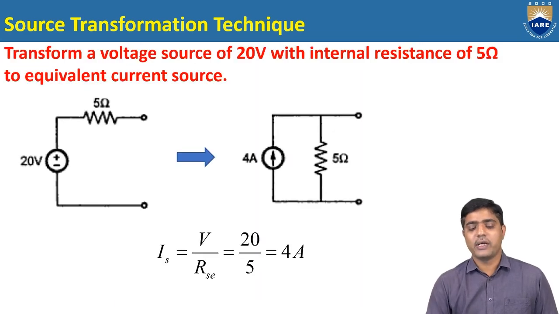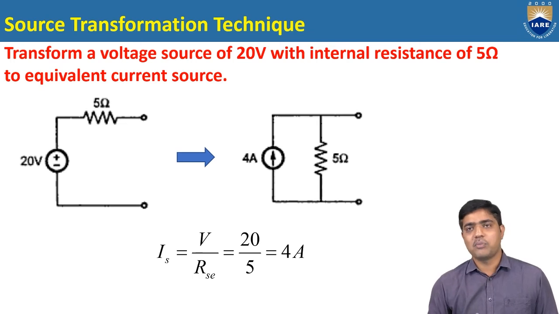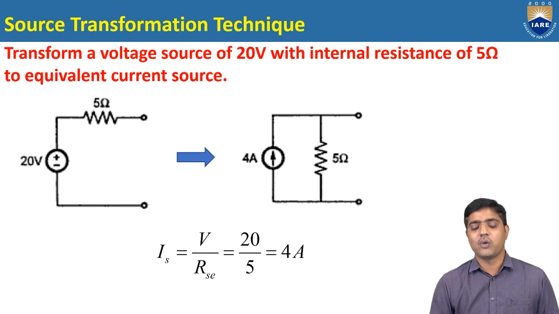You can take a simple example here. In most electric circuits problems, they may or may not give the circuit, but rather they will give a problem like this: transform a voltage source of 20 volts with internal resistance of 5 ohms to the equivalent current source. First of all, for a given problem, you have to draw the equivalent circuit.